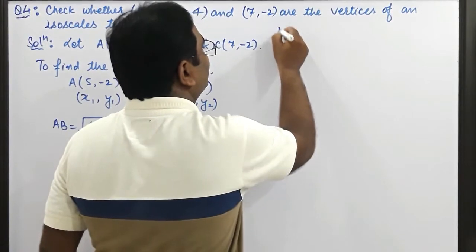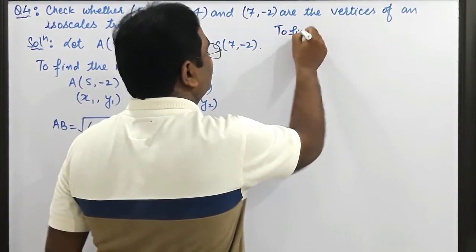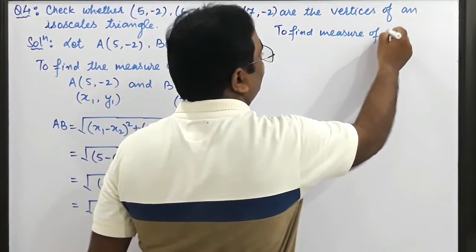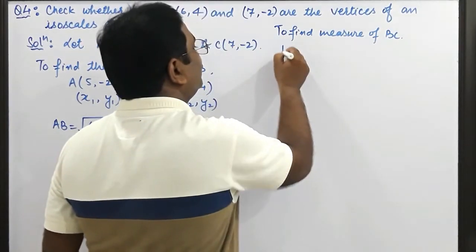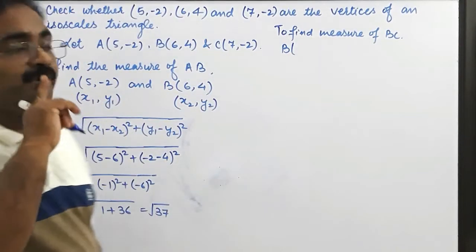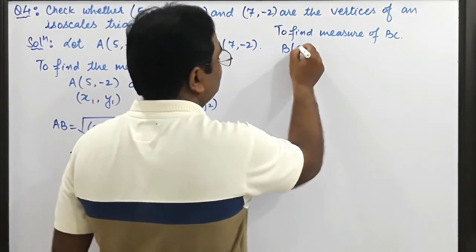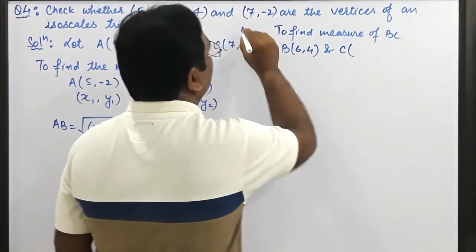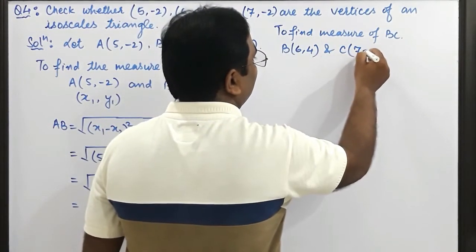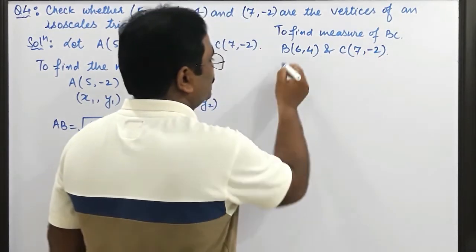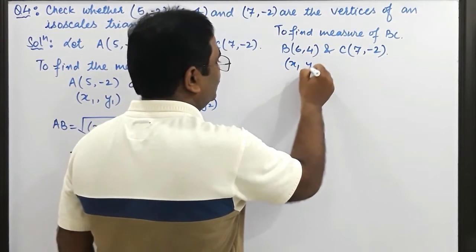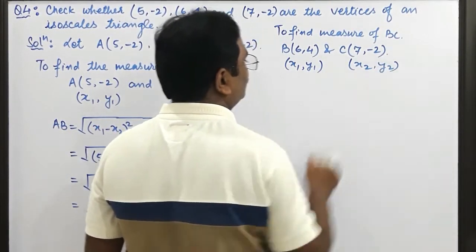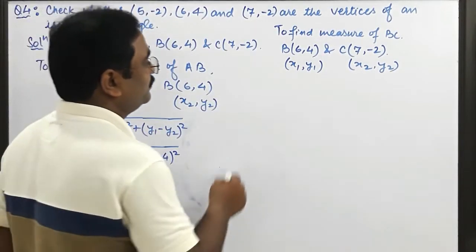Okay, to find the measure of BC, the coordinates of B are 6, 4 and the coordinates of C are 7, minus 2. Say this is x1, y1 and this is x2, y2. So let us find the distance between B and C.